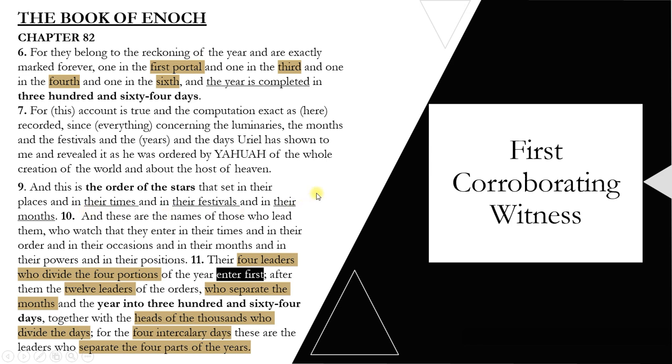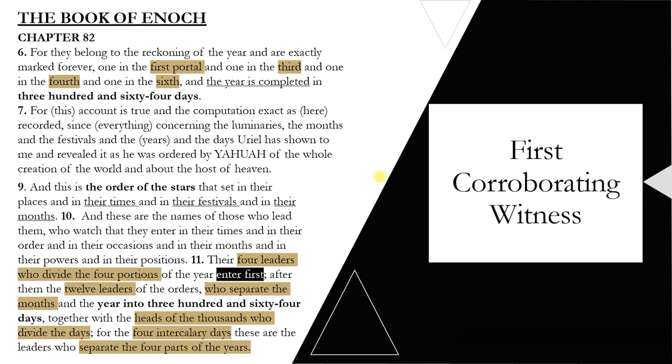Verse 9. And this is the order of the stars that set in their places and in their times and in their festivals and in their months. And these are the names of those who lead them, who watch that they enter in their times and in their order and in their occasions and in their months and in their powers and in their positions. There are 4 leaders, which are the 4 intercalary days, who divide the 4 portions or the 4 seasons of the year. They enter first.